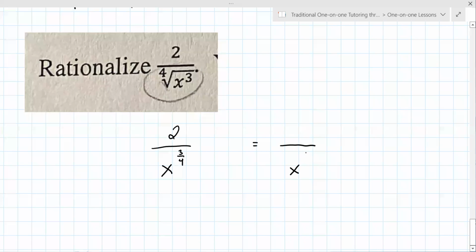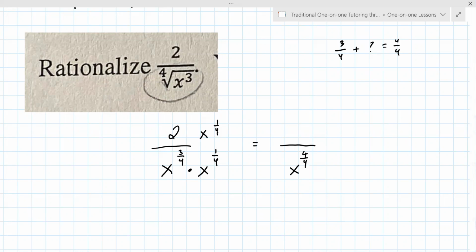So you want an X to the power of 1, but 1 is really 4 divided by 4. So what do you multiply X to the 3/4 by so that when you add the exponents, you get 4 over 4? So what I'm really asking you is what is 3/4 plus some number equals 4/4? What is that number? 1/4. 1/4. And that's what goes here.